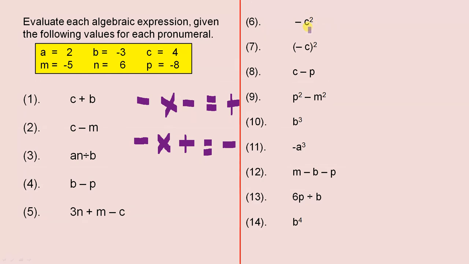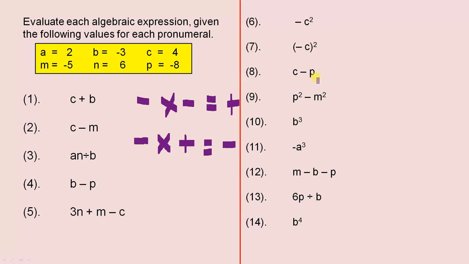Number 6 is minus c squared. This is a very tricky one, so you have to be very careful with it. If you're not sure what to do, go back to the video. The link is on the next slide, and that will explain how to do this tricky one. This one here, now they look similar, but they're not. They are actually different, so you have to be very careful about how you do each of those.